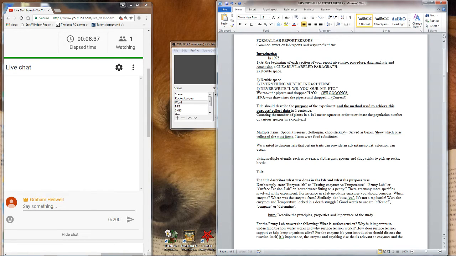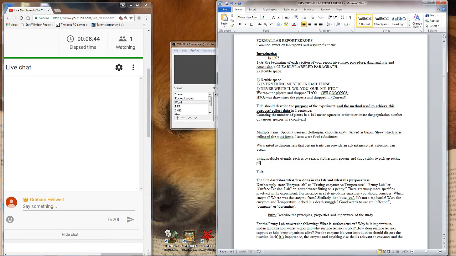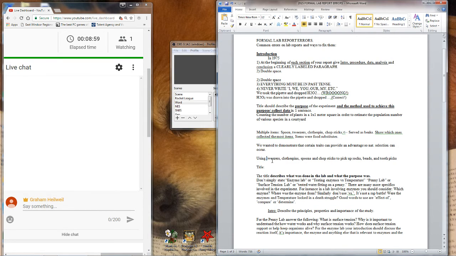Rocks, beetles. Well, they weren't really beetles, right? Rocks. Nah, they're not pill bugs either. They were not pill bugs. That's the name we gave them on the paper. But they were rocks, beads, and toothpicks. Okay, so here's what we did. We used multiple utensils. Maybe I could just say this, using tweezers.